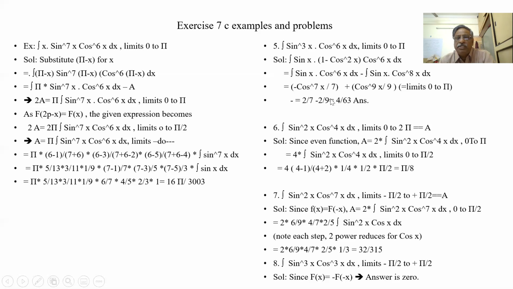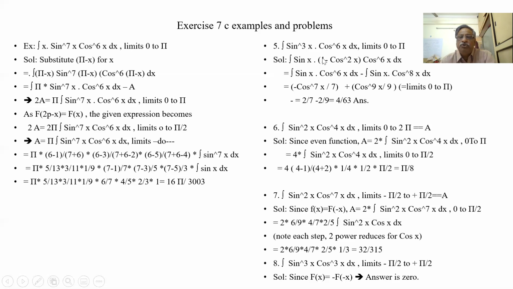Cos to the power of 7x by 7, cos to the power of 9x by 9. So it will become minus, it will become plus. So when I apply 0 to pi, I need not go for 0 to pi by 2. I need not do that action here. I can simply split it.